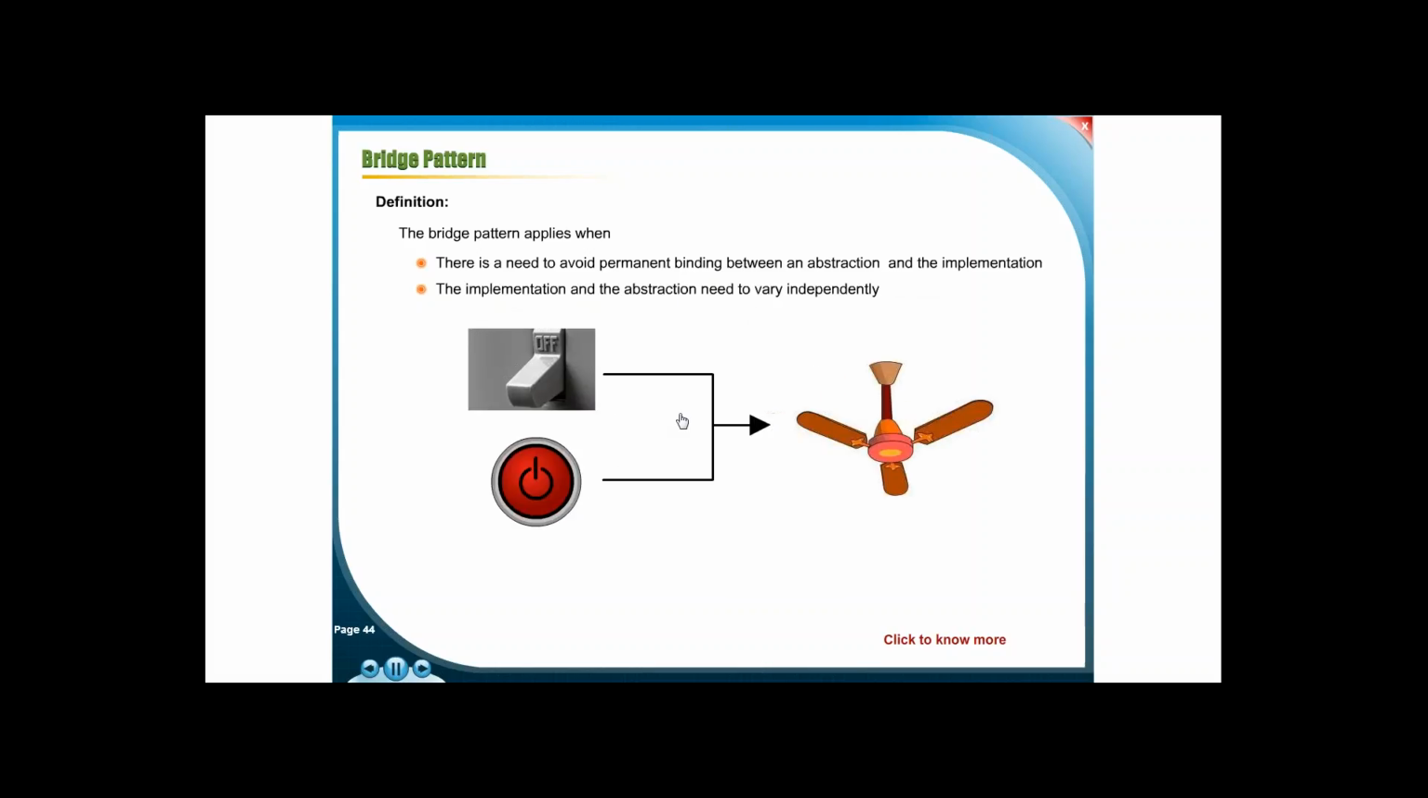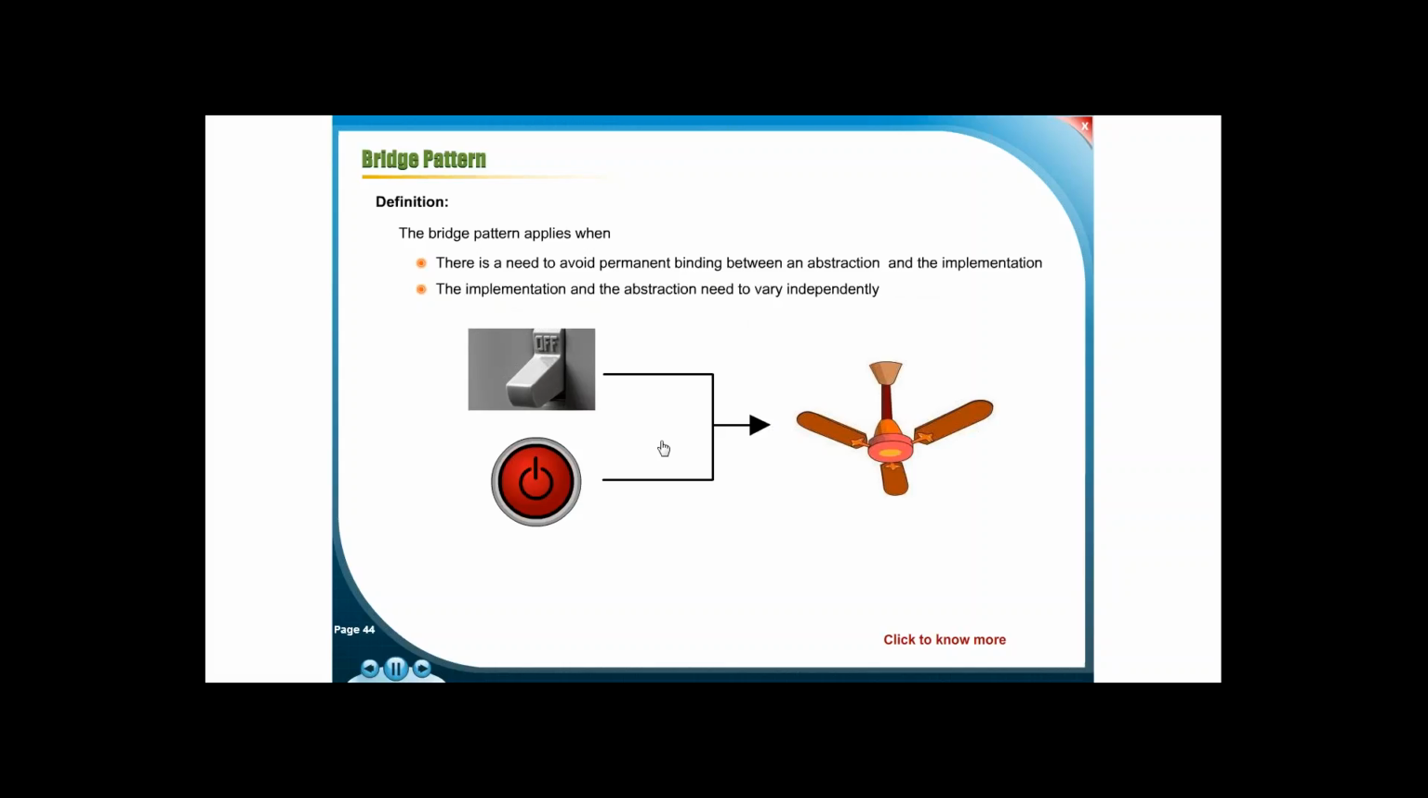Structural patterns. So in structural patterns, the bridge pattern is applied when there is a need to avoid permanent binding between an abstraction and the implementation. Then you go for bridge. And the implementation and the abstraction need to vary independently. Let us see by example.